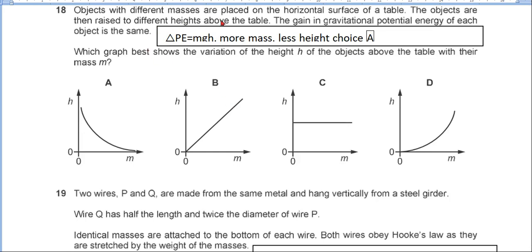Objects with different masses are placed on the horizontal surface of a table. The objects are then raised to different heights above the table. The gain in gravitational potential energy of each object is the same. Which graph best shows the variation of height of the object above the table with their mass m? The change of potential energy is mgh, so more mass means less height. So it is inverse proportion, and inverse proportion is A.